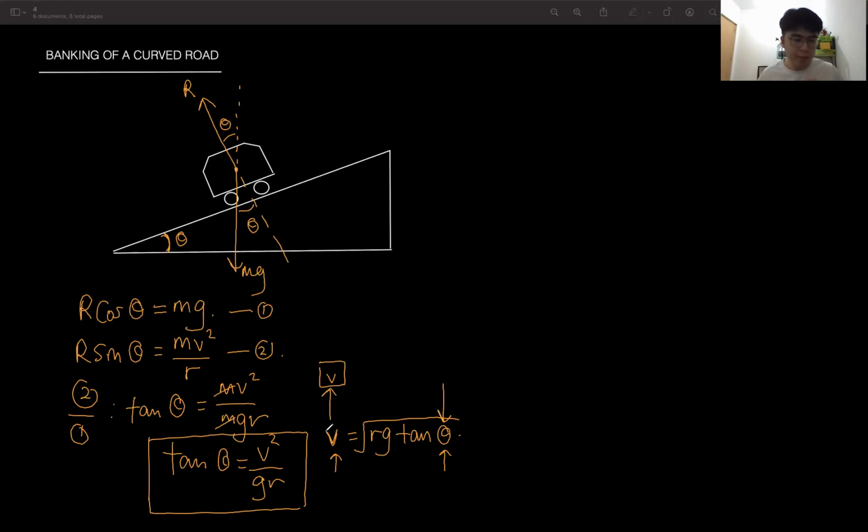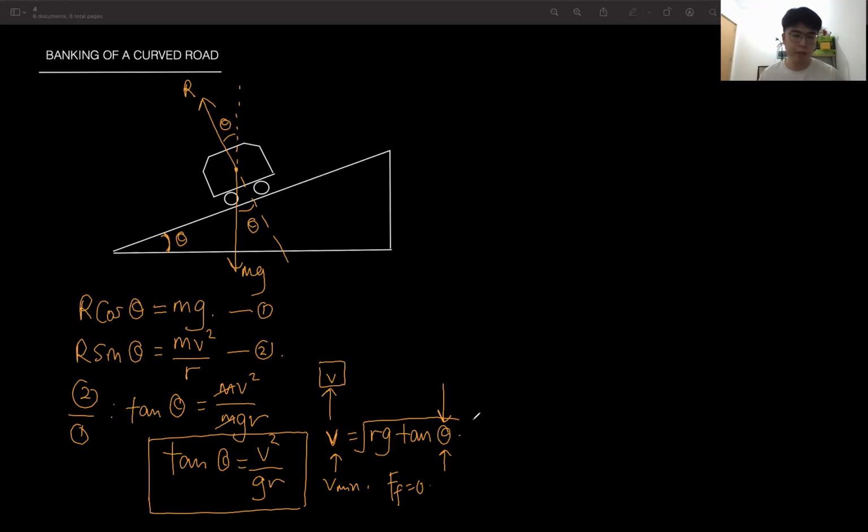If the speed that the driver is traveling at is higher than this expected speed, then it needs extra inward friction. So you can think of it like the minimum speed to have no friction acting on the tires. If he travels faster, then he needs extra inward friction to help him maintain this circular motion. So this is the minimum speed to move in a circular path.